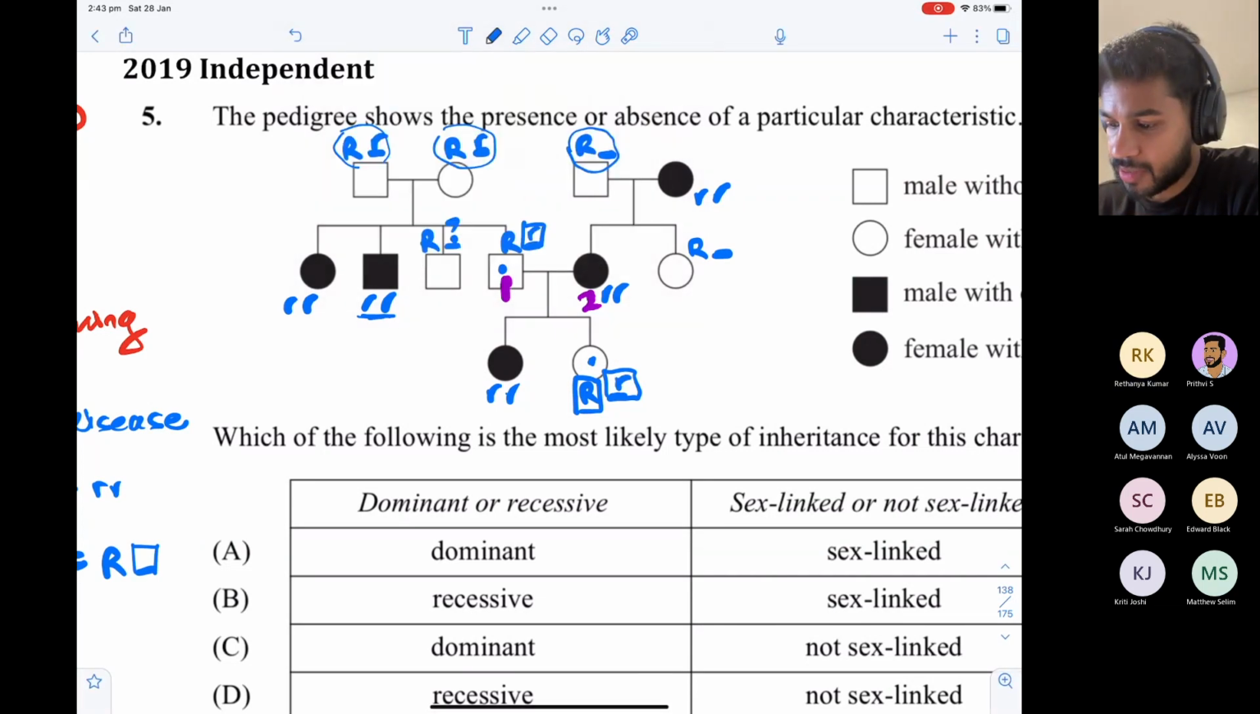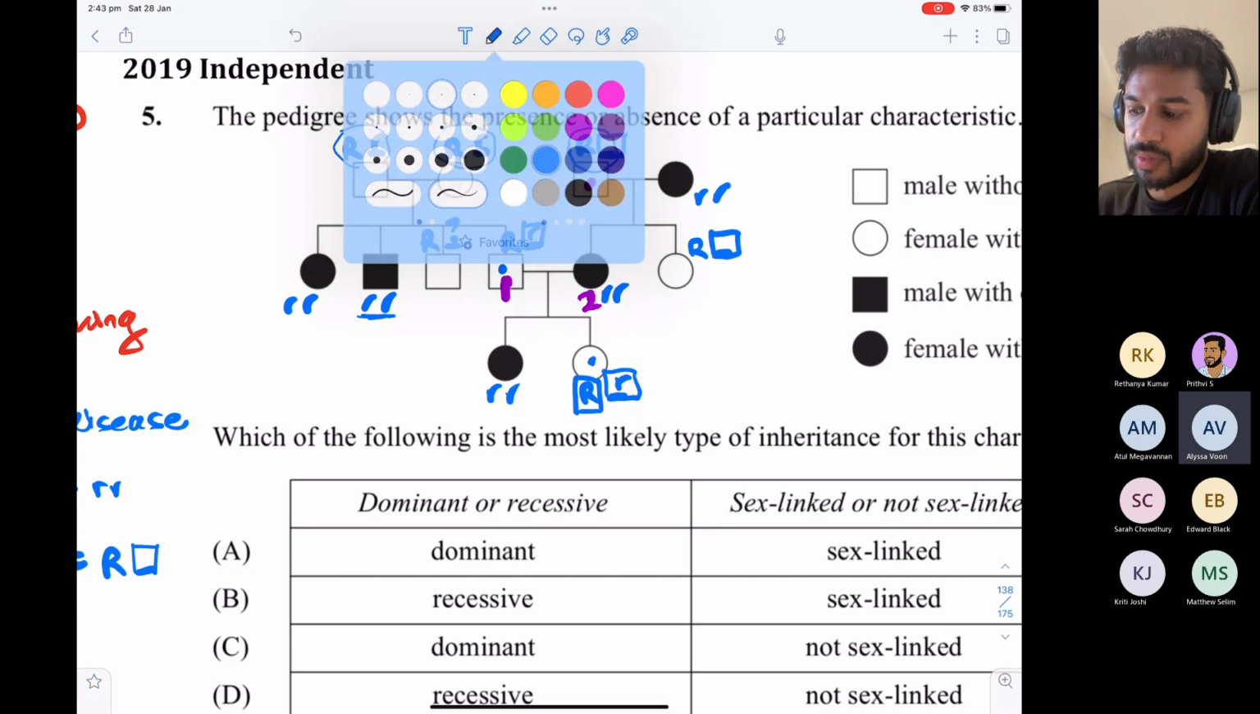Good. And finally, we have this person and this person, right? What must this person's letter be? I'm going to go now to Alyssa. So generation 1, individual 3. What letter do they have?